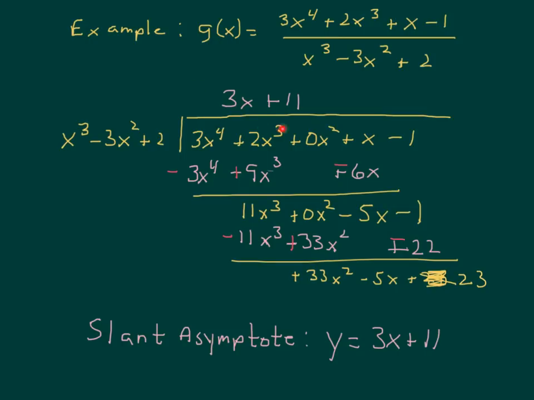The quotient up here is going to be our slant asymptote. So our slant asymptote in this case was just y equals 3x plus 11. And I get that from right up there.